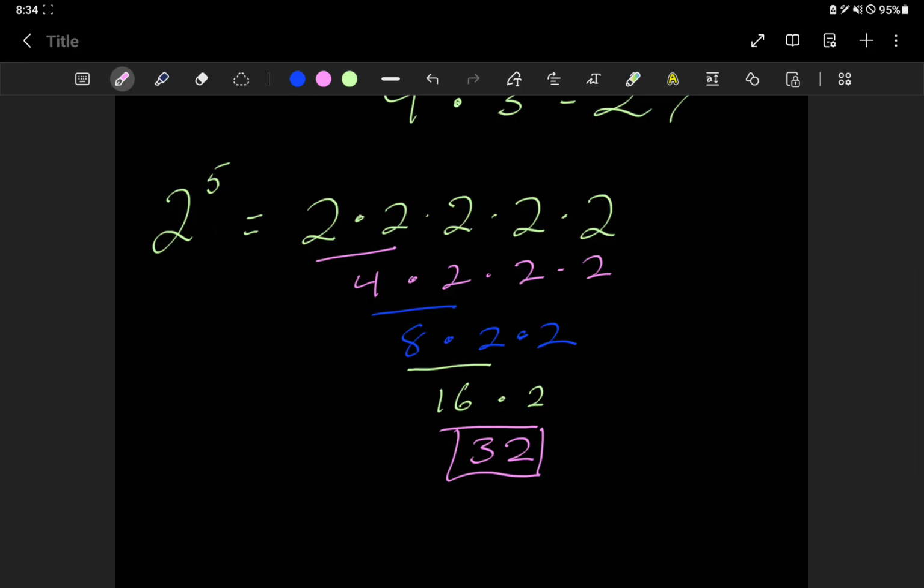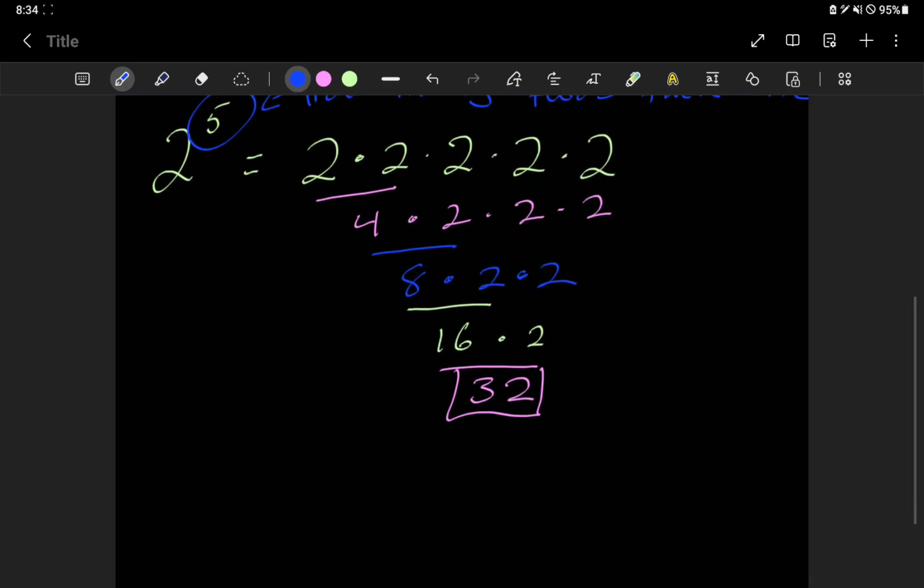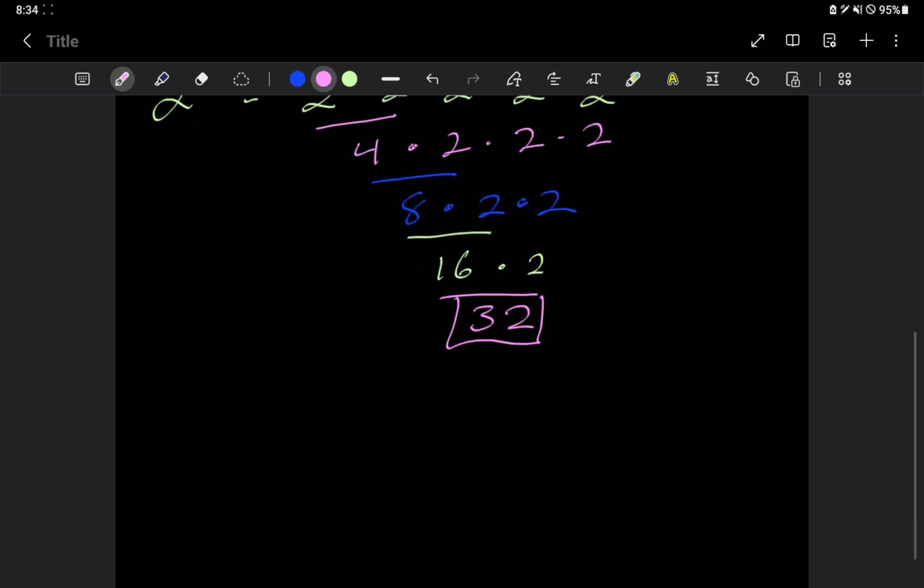Alright, so this number is how many 2's there are. Okay, it just tells us how many 2's there are. And so that's how many 2's we multiply. Okay. And so the next question, and so this is where we can use a little common sense. The next part said evaluate 2 to the sixth.